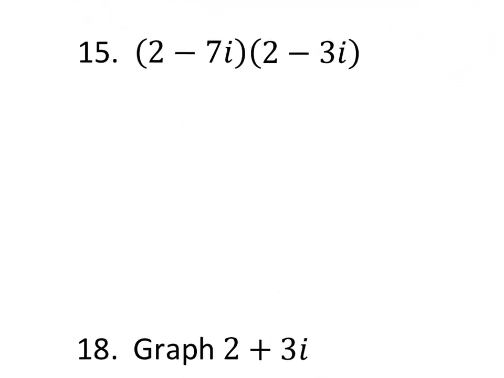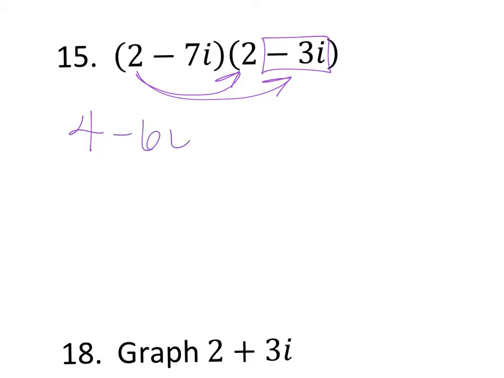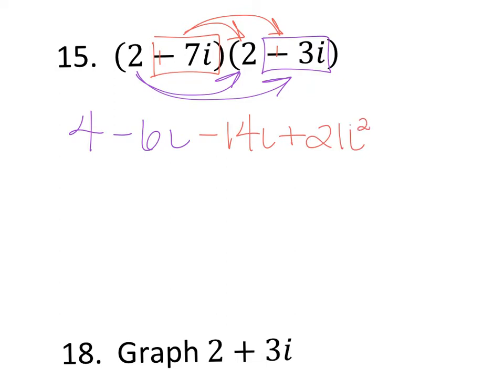Moving on lastly to 15, it's not any different, it's just a little bit more practice with what we've been doing. So again, 2 times 2 is 4. 2 times negative 3i, remember that's a negative 3i, you have a negative 6i. And so then I'm going on to my next part. I have a negative 7i times 2. So I have a negative 14i. And then I'm going to have a negative 7i times a negative 3. And that's going to be a positive, because 2 negatives make a positive, 21i squared.